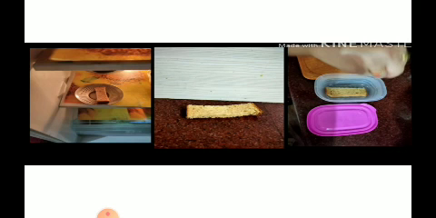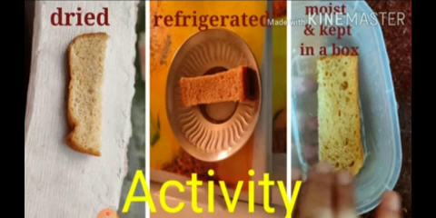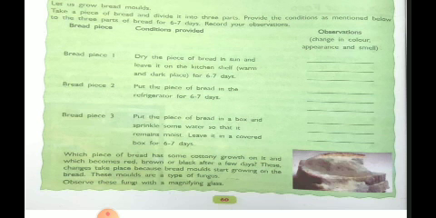to these three pieces of bread. Here you can observe the three pieces of bread. The first one, in the center, children, is kept outside on the kitchen shelf for 6 to 7 days. The second one is kept in the refrigerator, and the third one is made a little moist, then the lid is closed and it is kept in an airtight container. The first one is dried, the second one is refrigerated, the third one is moist and kept in a box. This is the activity that is given in your textbook.